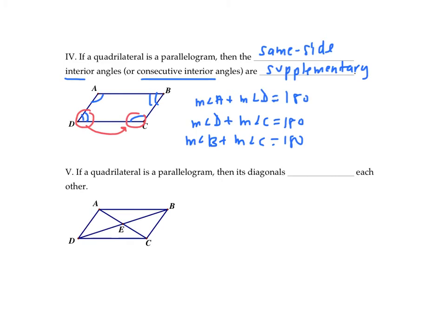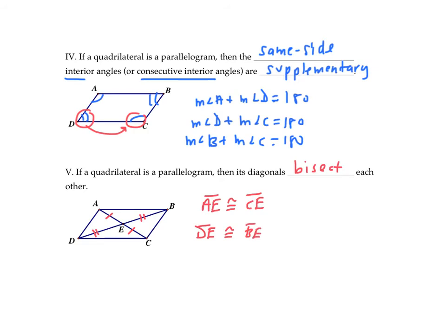All right, our final theorem states: if a quadrilateral is a parallelogram, then its diagonals bisect each other. Very simply put, we have the diagonals drawn in this parallelogram, diagonal AC and diagonal BD. They're going to bisect each other. That would mean that line segment AE is congruent to line segment CE, and line segment DE would be congruent to line segment BE.